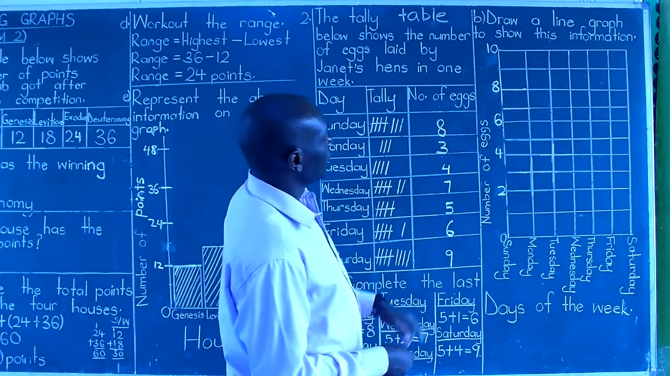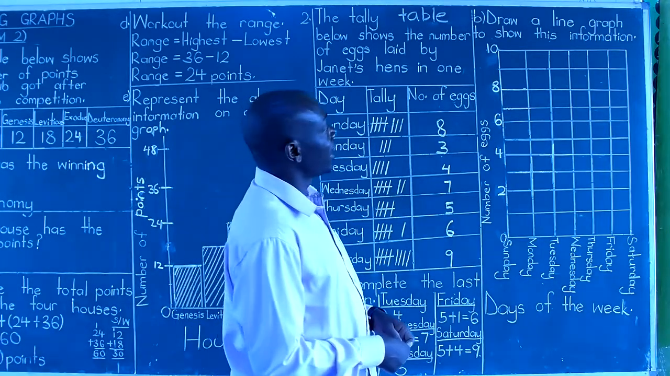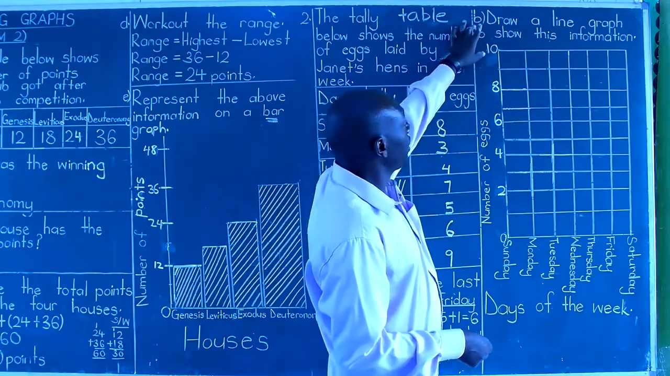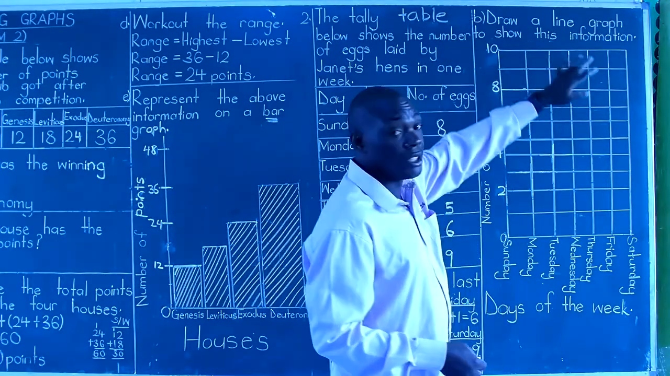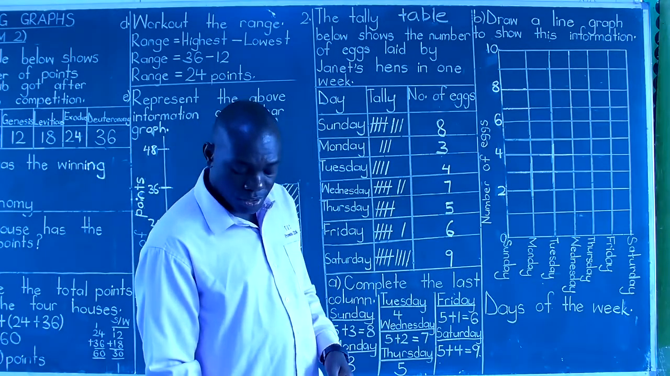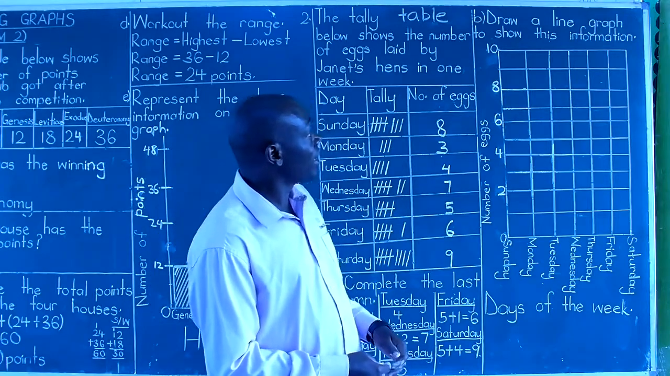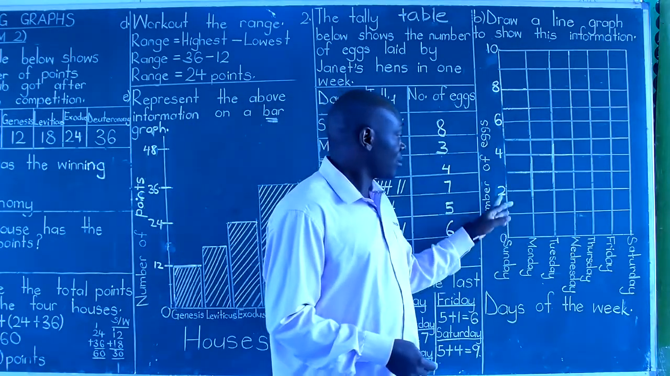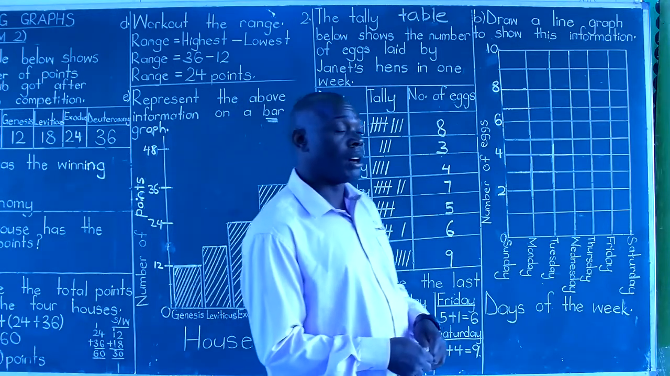And now the issue is drawing graphs, so a line graph. So part B reads, draw a line graph to show this information. Now, like the word line suggests, this one follows a particular line, not a bar, like the bar graph.